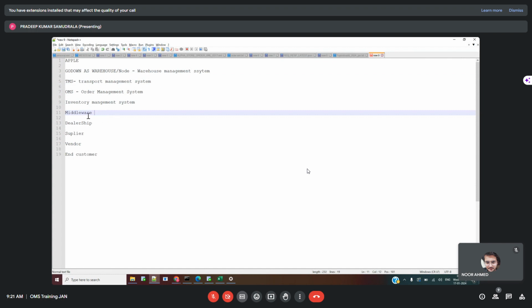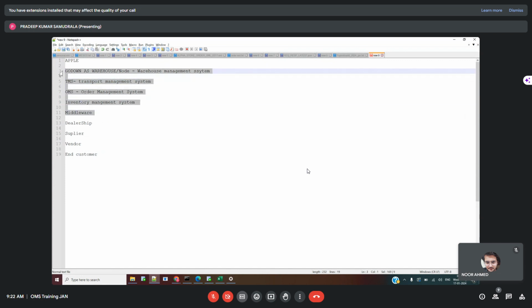And middleware is kind of a bridge or gap between any two applications. So this works as a postman. Like for example, if transport management system wants to talk to order management system, that communication goes via middleware. So any communication between any two systems will go through middleware. So I am just trying to give a clear idea on what is supply chain management, and what are the different systems or applications involved in the supply chain management. Any doubts or clarifications so far?